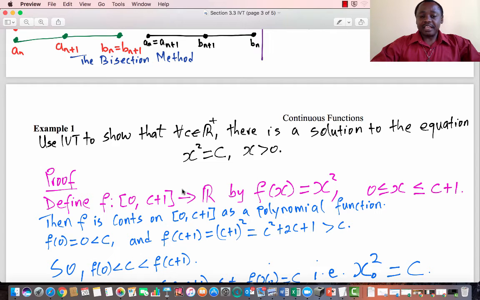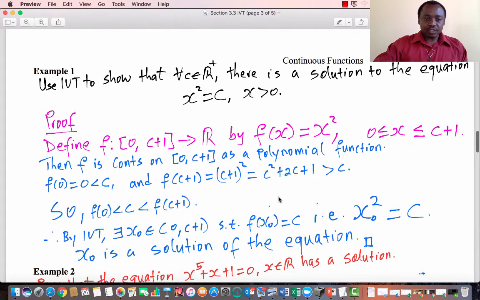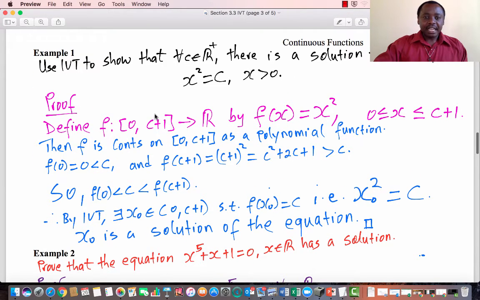All I have to do here is define a continuous function f on a closed bounded interval. In this case, our f of x is x squared. So why don't I define my a to be 0 and my b to be c plus 1? Then f is a continuous function on the closed bounded interval 0, c plus 1. Why is f continuous? Well, f is a polynomial function, and as I mentioned before, back in chapter 2, polynomial functions are continuous on the entire set of real numbers. So f is a continuous function on this closed bounded interval.